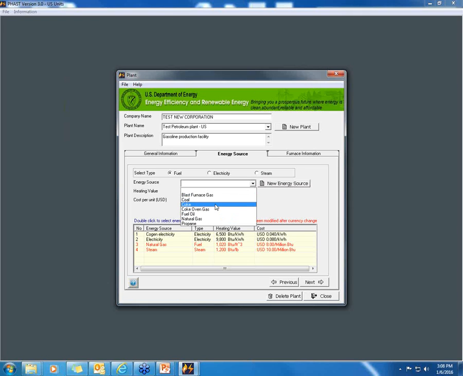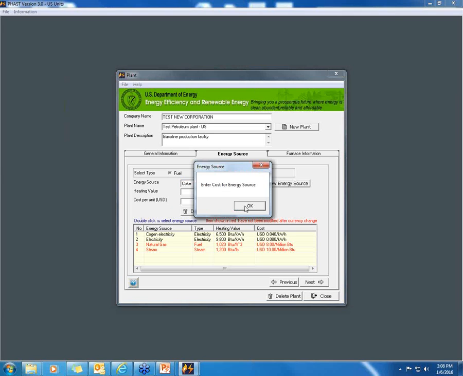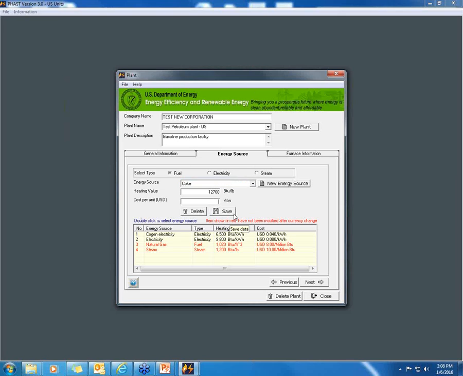So let's say we entered Coke. Now you select Coke under energy source, and then you enter heating value in BTU per pound, and then unit cost per unit, like dollars per ton. Let's say it's $80 per ton. And if you click save, it will save, and you will create a new energy source in this list. So heating value is there, and dollar per ton value is also there. So that's how you enter new energy sources.